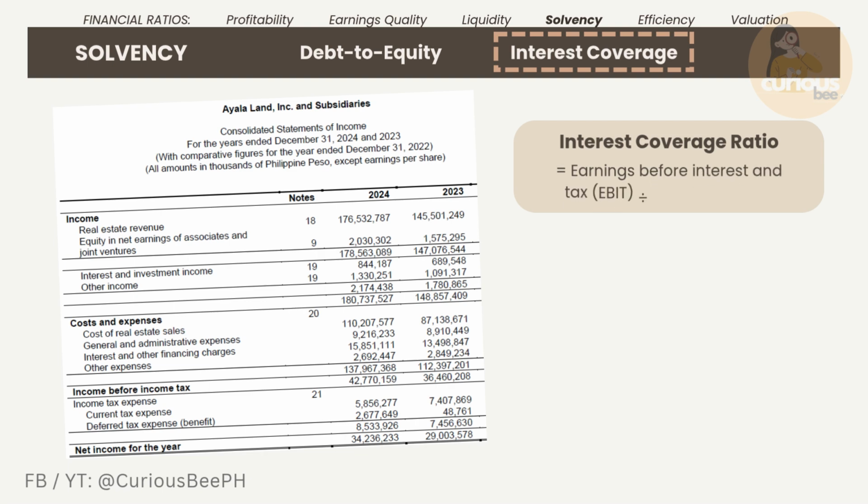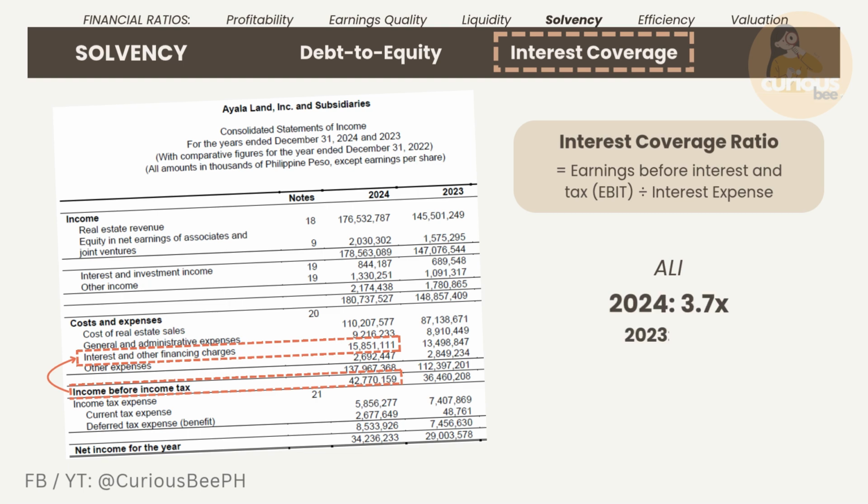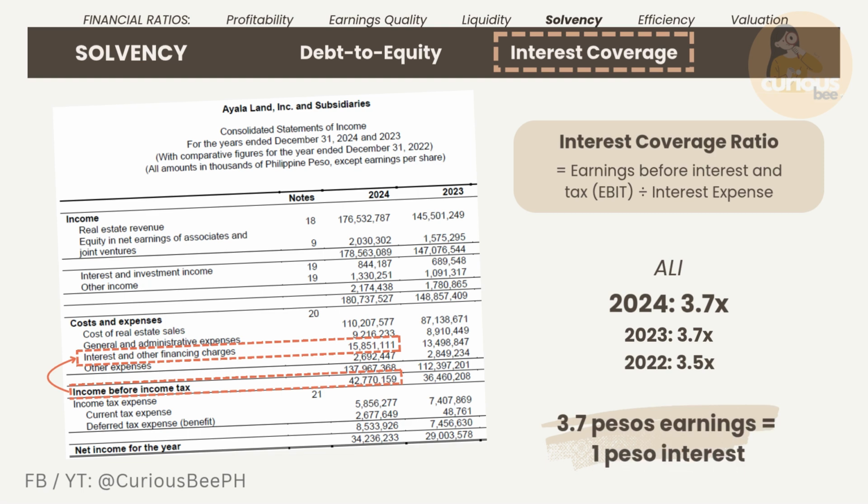The formula is earnings before interest and tax divided by interest expense. If the income statement does not itemize EBIT, you can calculate this by adding back interest expense to income before tax. Our sample company's interest coverage ratio in 2024 is 3.7 times. This means earnings is about 4 times larger than interest expense. Thus, the company does not have difficulty absorbing interest payments. Based on the company's past, this level looks like its normal level.